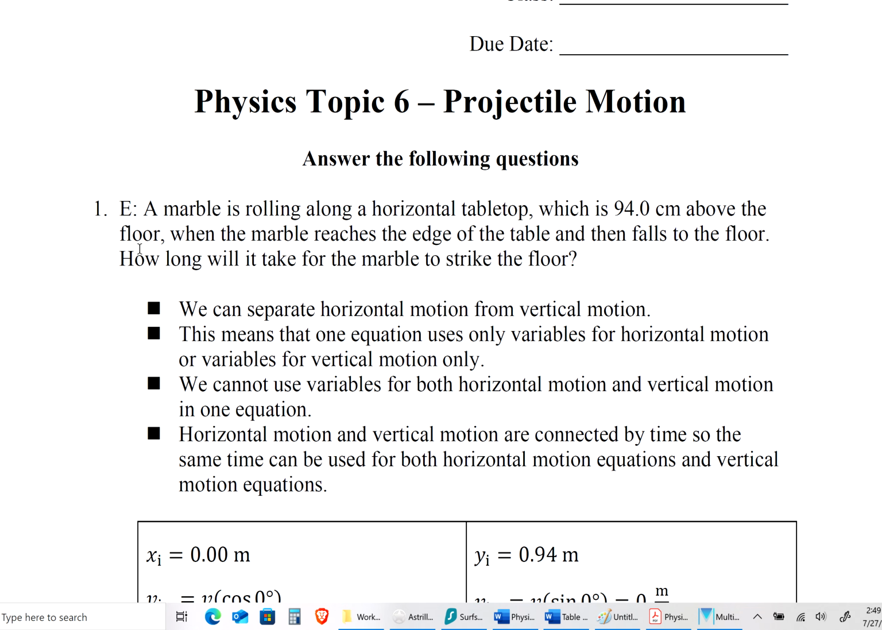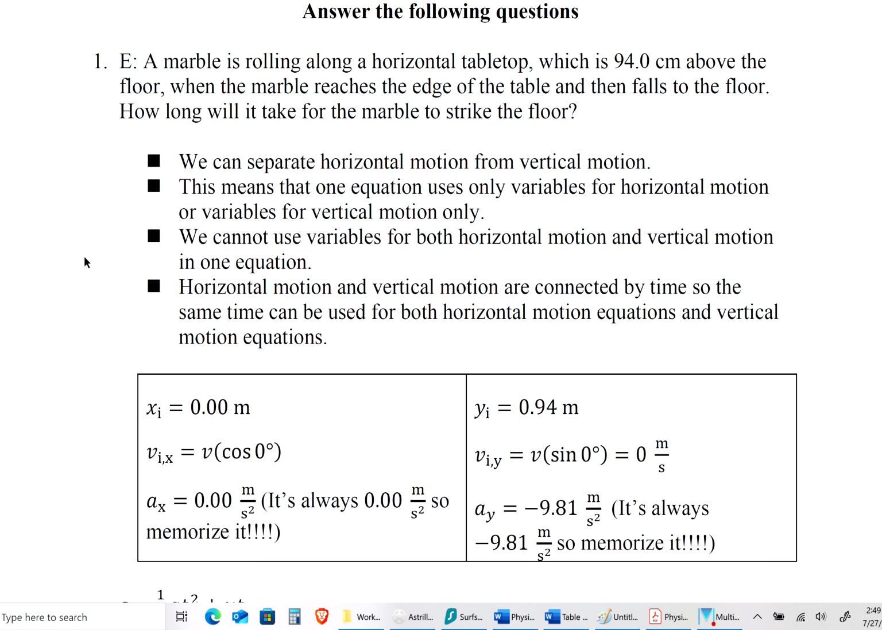So there are some things you need to learn about projectile motion. Number 1, we can separate horizontal motion from vertical motion. Number 2, this means that one equation uses only variables for horizontal motion or variables for vertical motion only. Number 3, we cannot use variables for both horizontal motion and vertical motion in one equation. Finally, number 4, horizontal motion and vertical motion are connected by time, so the same time could be used for both horizontal motion equations and vertical motion equations.